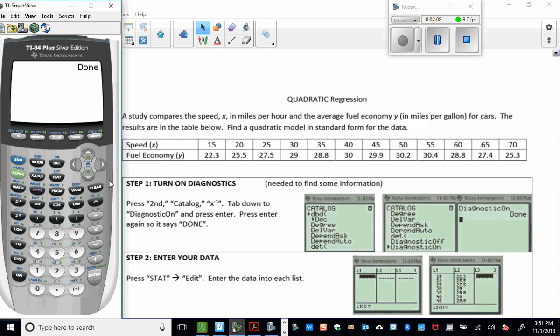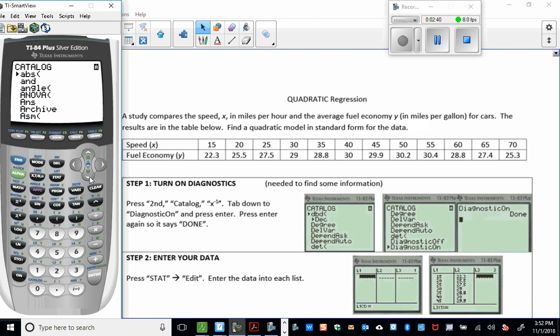All right. And we're going to work on this problem here. We have a study of the speed of a car versus its fuel economy, like how many miles per gallon you get when you drive at different speeds. And I'm really just following these instructions here to get the calculator ready to do the regression for me. So I'm just following the directions for step 1, turning on diagnostics. So I'm going to hit second, catalog, which is down here, the 0. And I want to choose DiagnosticOn.